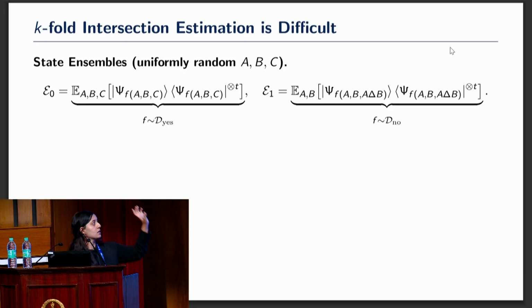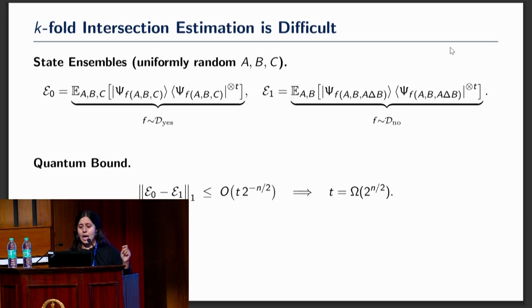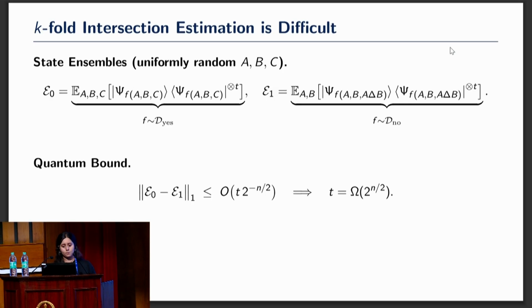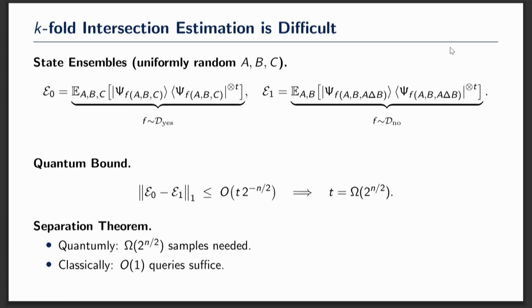So in this case, everything in the D-node distribution has 0 intersection, and with high probability, everything in the first distribution has at least a constant overlap. And if we find the bound, we find that it's equal to t times 2 to the minus n over 2. And so if you want to be able to distinguish these with constant probability, you require at least an exponential number of copies, so 2 to the n over 2. And we get this very nice separation theorem. So quantumly, you require at least an exponential number of samples, but classically, only a constant number of queries suffice.